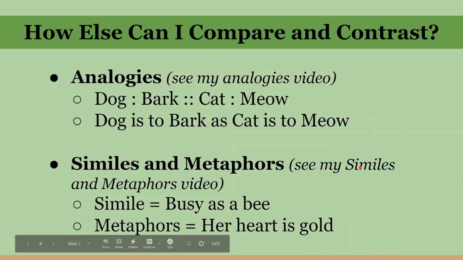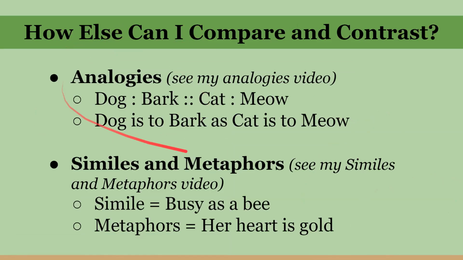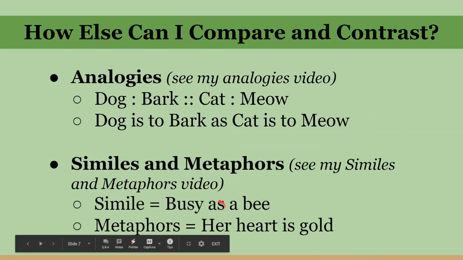How else can I compare and contrast? You can use analogies. And I also have a video on analogies if you need to go over them to figure out what they are. So dog is to bark as cat is to meow. Dogs speak by barking and cats speak by meowing. So they're similar. Then we have similes and metaphors. I also have a video on similes and metaphors if you need to review that. Simile would be busy as a bee, it uses as, and metaphors is her heart is gold, it uses is to compare.